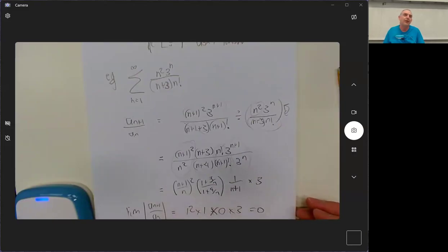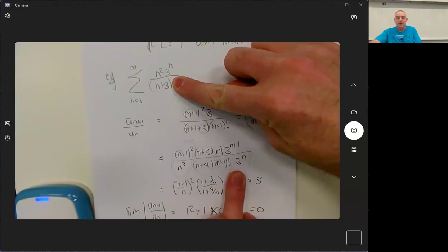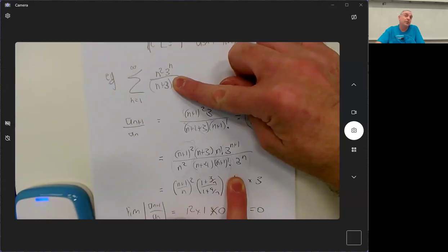And I really should have done it with a number that would have worked out. If I didn't have the n factorial there, then I would have just gotten x as my final answer. In that case, it would only have converged if x was less than 1, and it would not converge if x was more than 1.